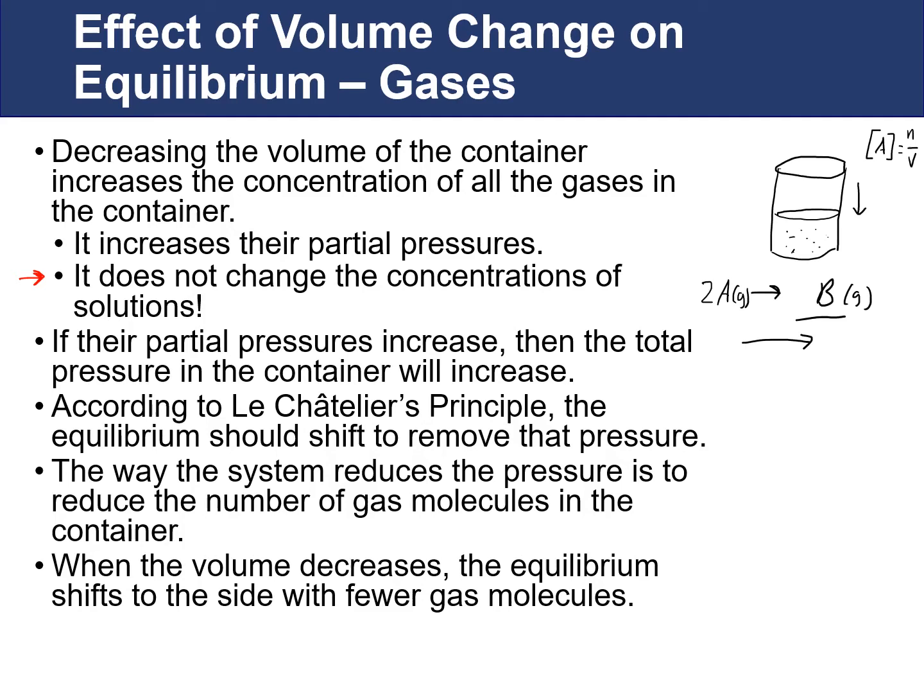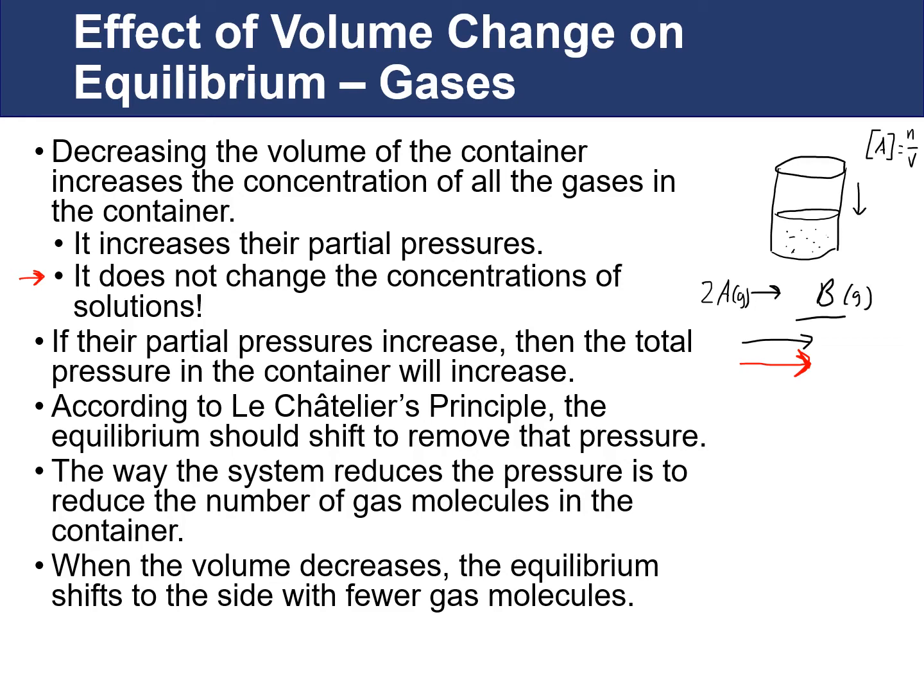If the partial pressure increases, then the total pressure in the container will also increase. According to Le Chatelier's principle, the equilibrium will shift in such a way to remove that pressure, and that will move to the side that has less moles of gas. Right? So in the case of the example we had, you'll get more B and less A. The way that the system will reduce the pressure is to reduce the number of gas molecules in the container by going to the side that has less moles. When the volume decreases, the equilibrium shifts to the side with fewer gas molecules.